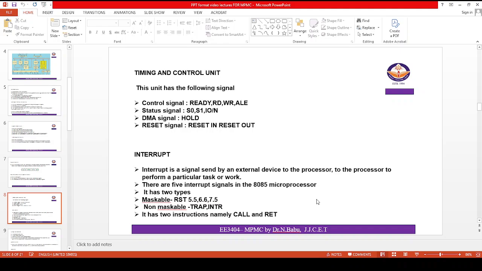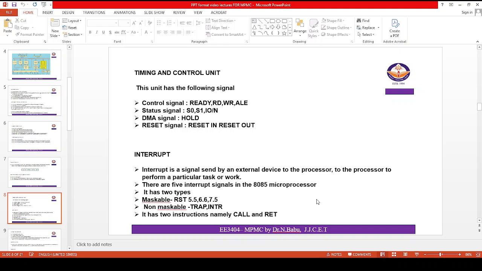One is S1, S0, that is explained, that is only the status signals S0 and S1. If the signal value is 0, 0, a fetching operation is being done.